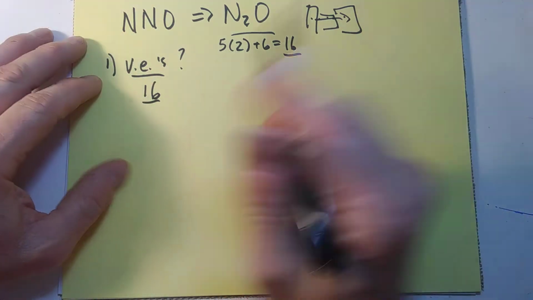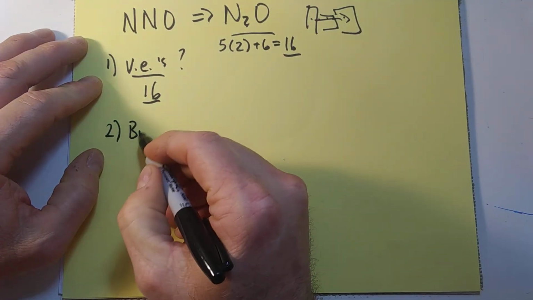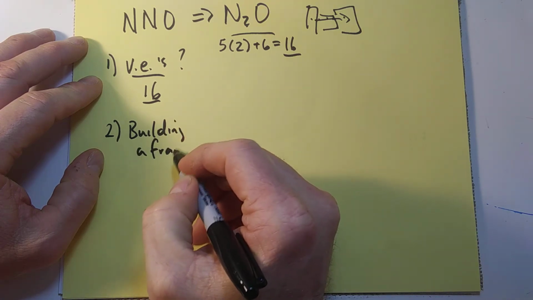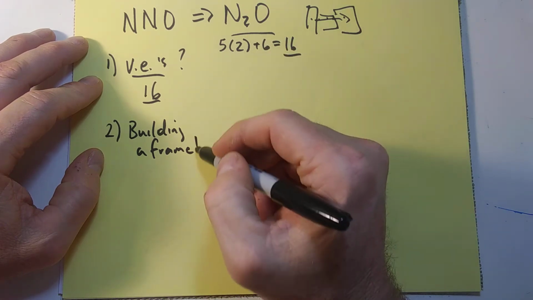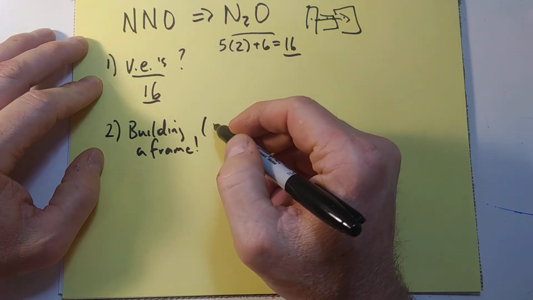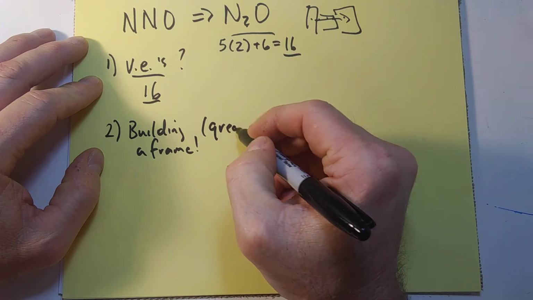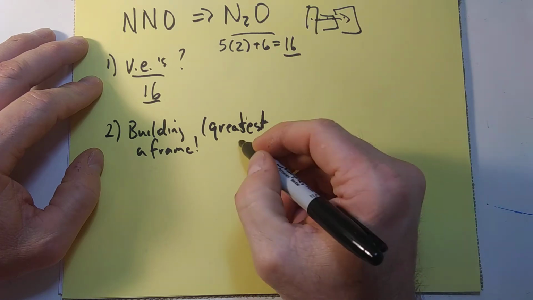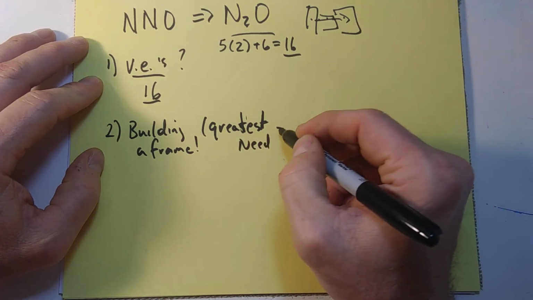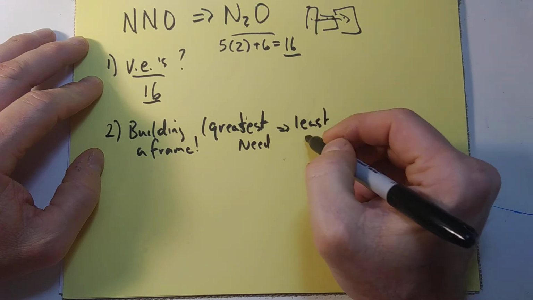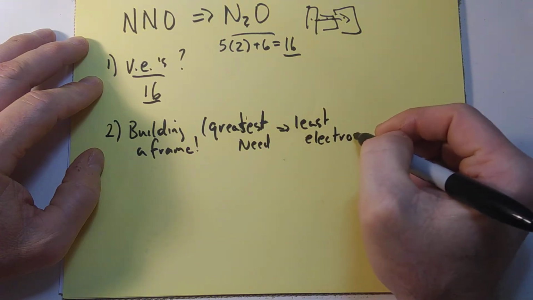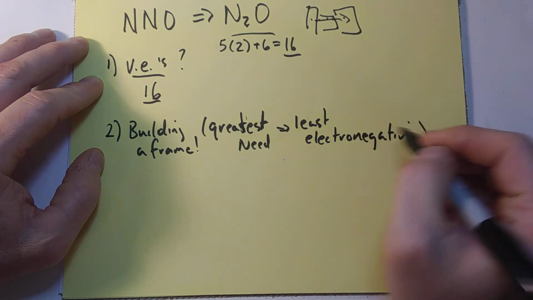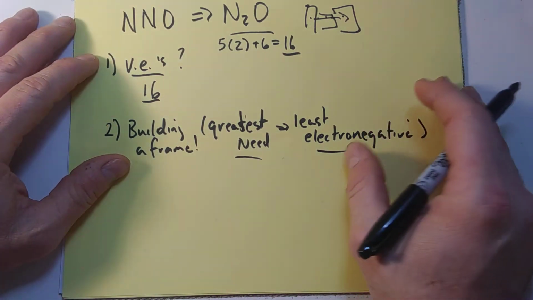Now we move on to the second step, building a frame. This is where, again, some students would be tempted to put oxygen in the middle. But remember, the rule is who has the greatest need of bonding, so most codependent, we said. Sometimes people will say least electronegative. It's the same thing: least electronegative, which is just desirous of electrons. So greatest need, least electronegative, it's the same.